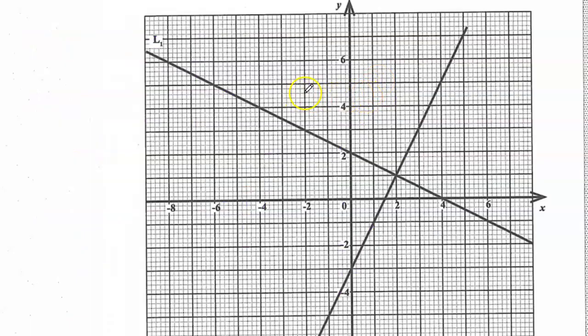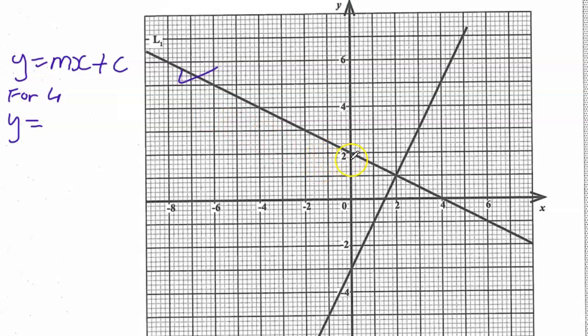Now in part B, we have two straight lines, L1 and L2, and we're asked to find the equation of L1. Now the equation of any straight line is given in the form y equal mx plus c, where m represents the gradient and c represents the y-intercept. In other words, c represents where the graph cuts the y-axis. So y equal mx plus c, and this is for L1, like this line, L1.